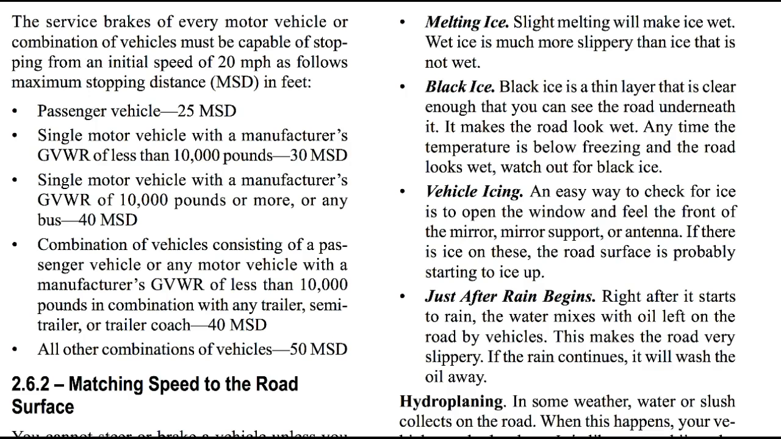Vehicle icing. An easy way to check for ice is to open the window and feel the front of the mirror, support, or antenna. If there is ice on these, the road surface is probably starting to ice up. Just after rain begins, right after it starts to rain, the water mixes with the oil left on the road by vehicles. This makes the road very slippery. If the rain continues, it will wash the oil away.